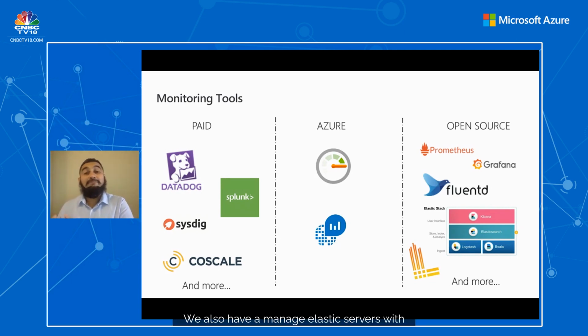We also have a managed Elastic service with our partner Elastic, and if you want to use that, you can have your AKS logs, and if you're using Metricbeat, your metrics also piped to Elastic, and then use the managed Elastic service for doing that. So in a nutshell, there are a lot of options and a lot of flexibility. You choose and decide how you want to monitor your Kubernetes cluster and your applications.